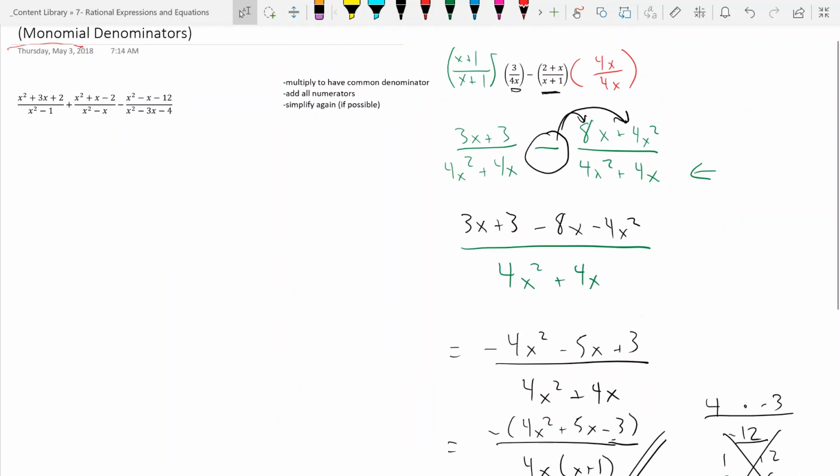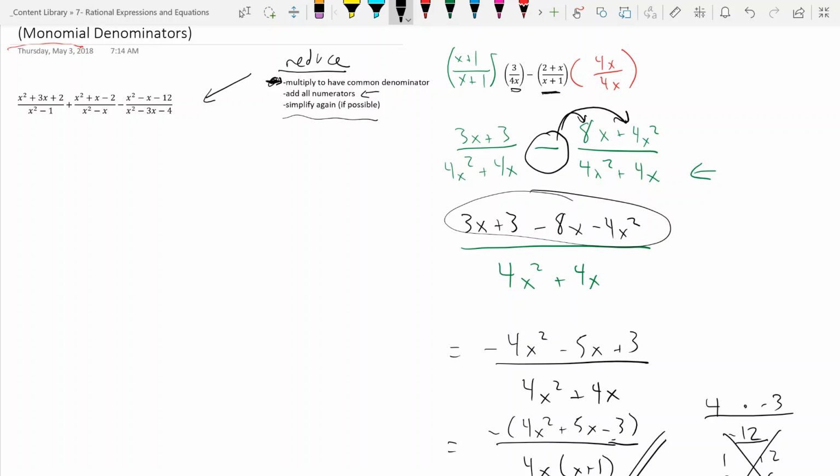So in all these questions, you're going to multiply to make them have a common denominator. The first thing really you're going to do though is reduce, and we're going to see that when we do this question. If you can reduce anything, you can try and do it. Then you add the numerators together on the top. That's what we did over here. Then you're going to try and simplify if you can, which is what we tried to do over here. This one didn't have any simplification.